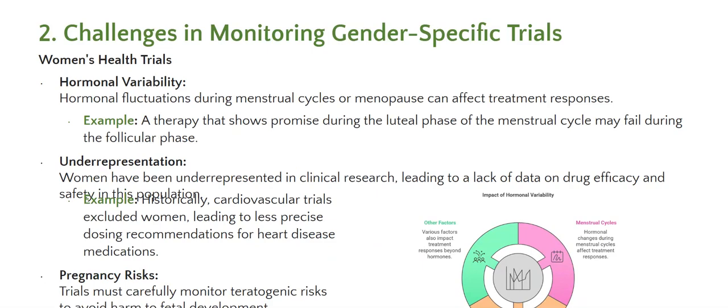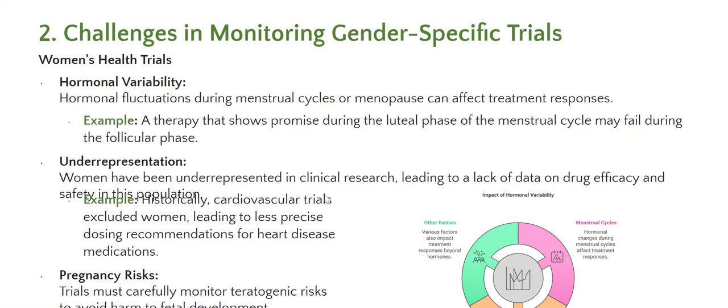The challenges that we might face in monitoring gender-specific trials. In women's health trials, we have hormonal variability. Hormonal fluctuation during menstrual cycles or menopause can affect treatment responses, as for example, a therapy that shows promise during the luteal phase of the menstrual cycle may fail during the follicular phase. Simple example about hormonal variability.